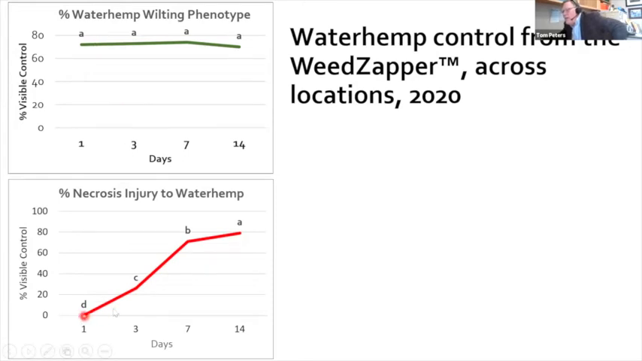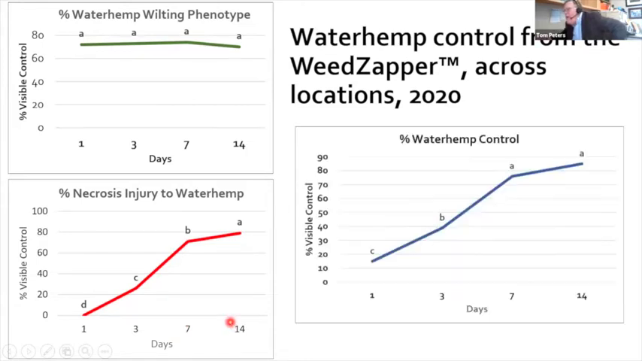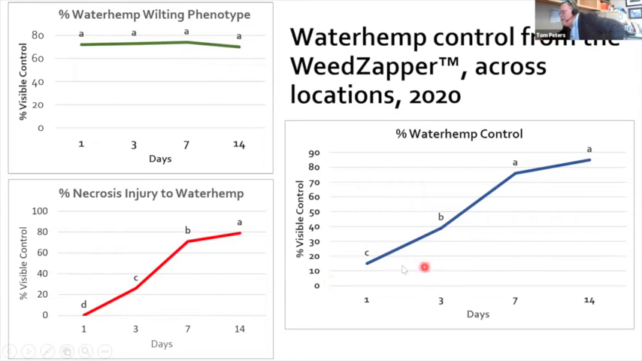Necrosis? Well, necrosis increases. So that's the darkening of the stem and the leaves. And you can see that necrosis increased 3, 7, and 14 days after application. And necrosis is following overall control. So this score for necrosis is almost mimicking the overall control. And you can see across experiments, we got pretty good control.